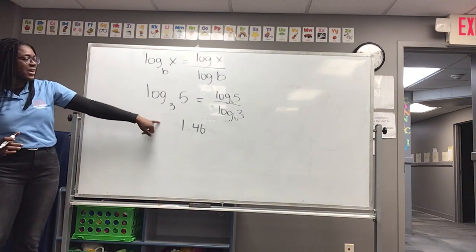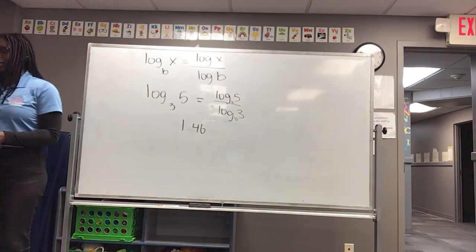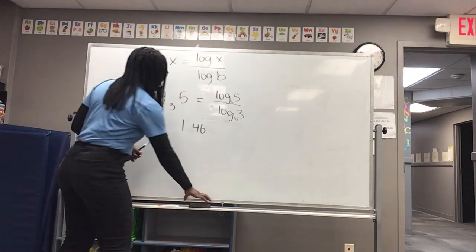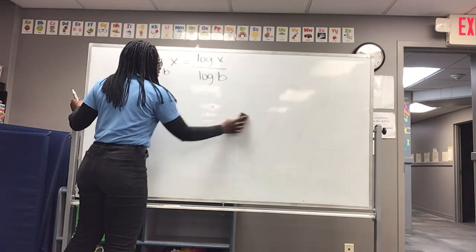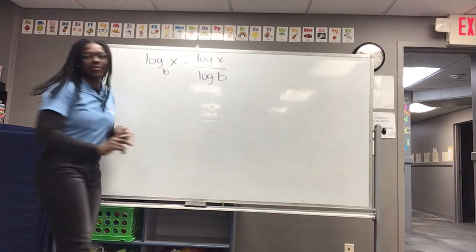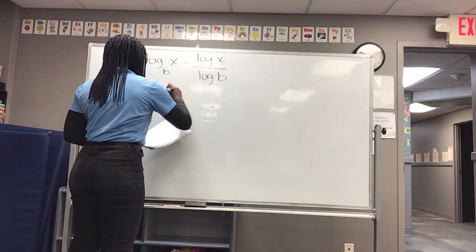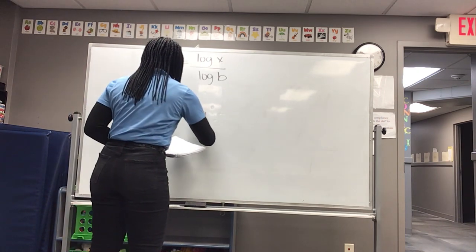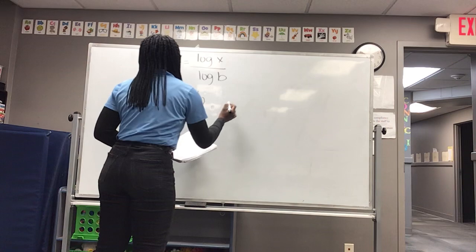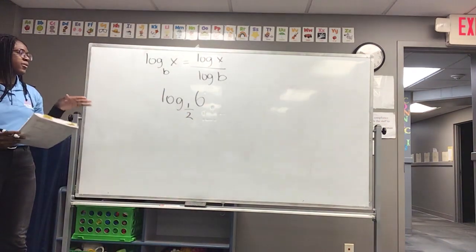But yeah, so this is how we use the change of base formula to solve a logarithm. And then I'll have you guys do another one. So even though the ACT can't force you to use the change of base formula, you can just plug it into your calculator. I'm going to have you guys try to solve this next one. Log base 1/2 of 6. Okay, so what do you think this would equal?